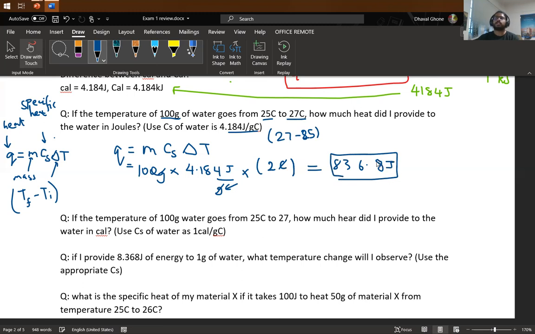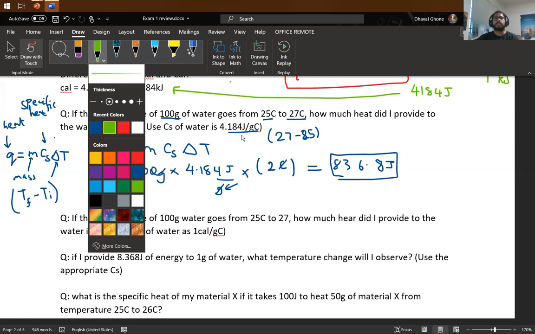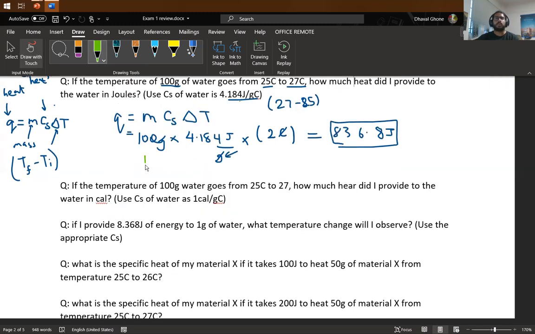In the exam, if they say give the answer with the right significant figures, go ahead and calculate the sig figs in these numbers. For example, in this case, 100 has one sig fig because these zeros don't count. 4.184 has 4 sig figs, and 2 only has one sig fig. So the lowest number of sig figs you have is 1. So you would round this number to 800 joules, if they ask you to give the answer in significant figures. If they don't, you can just give the answer to a few numbers here and there.